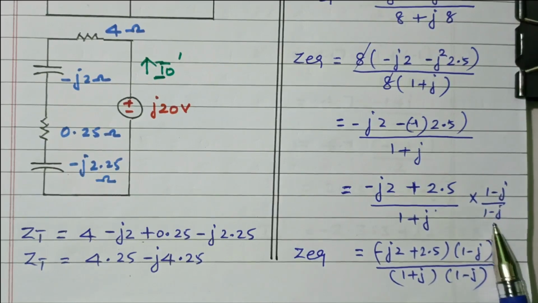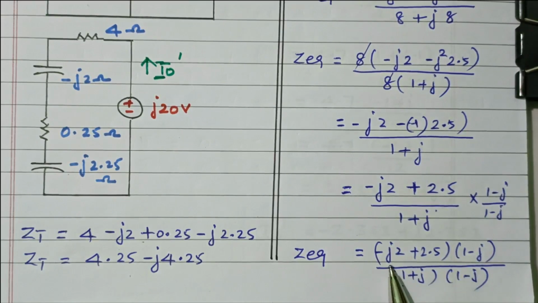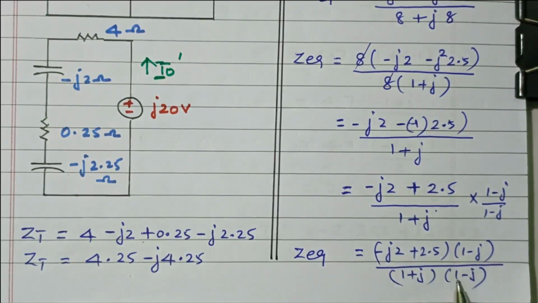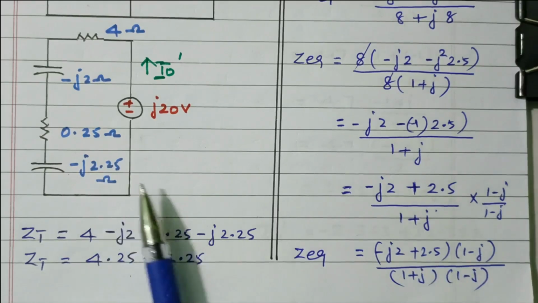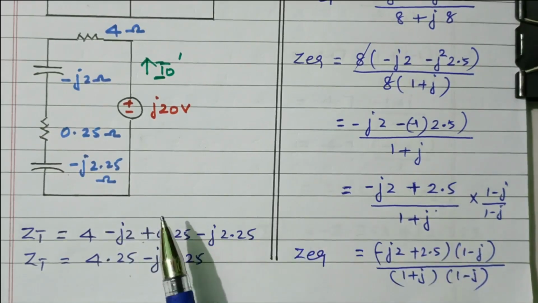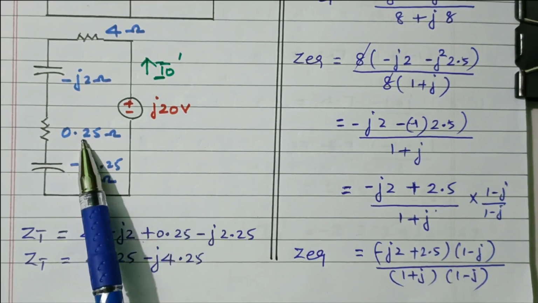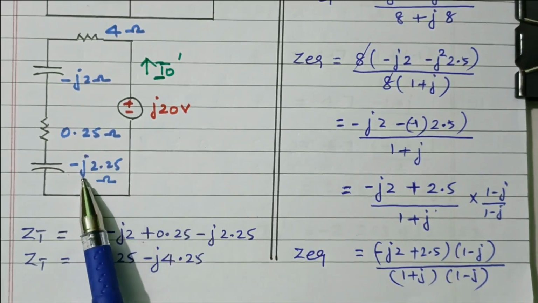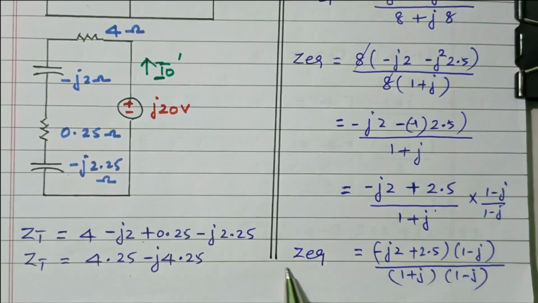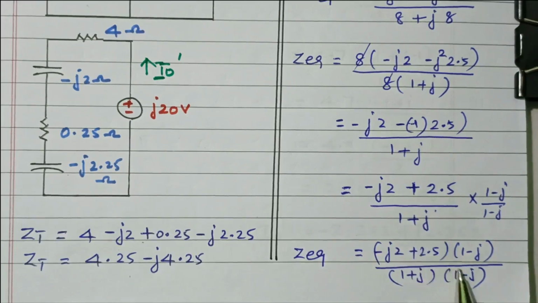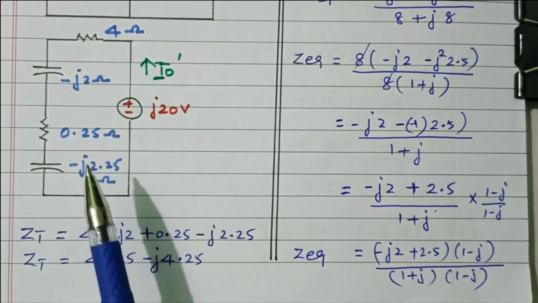It is multiplied and divided by 1 minus j. Right? So it is multiplied here. We will see the further simplification. Before that, we will see this circuit diagram. So after simplification, what we got? 0.25 minus j 2.25. That is the Z equivalent. We will see this Z equivalent later. Before that, we will see this diagram.